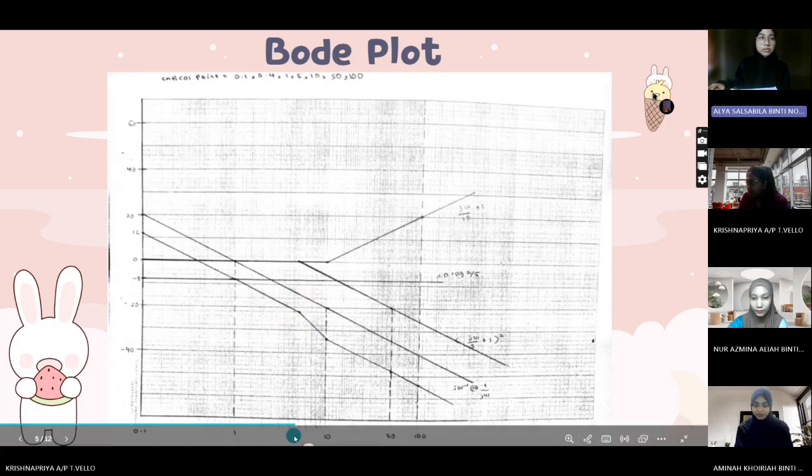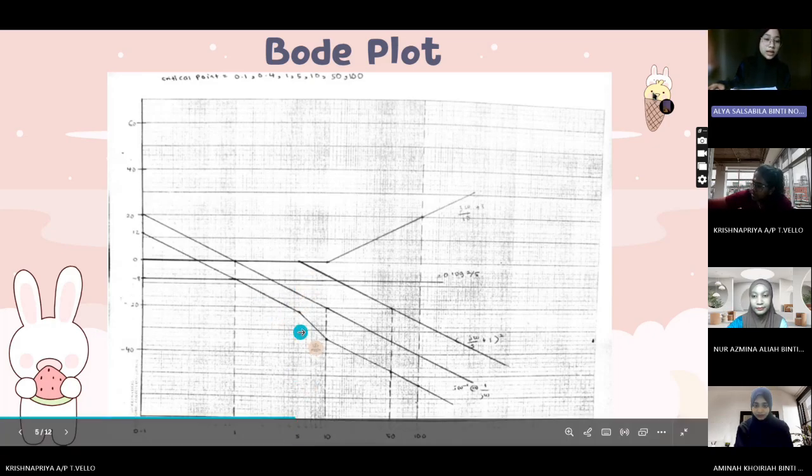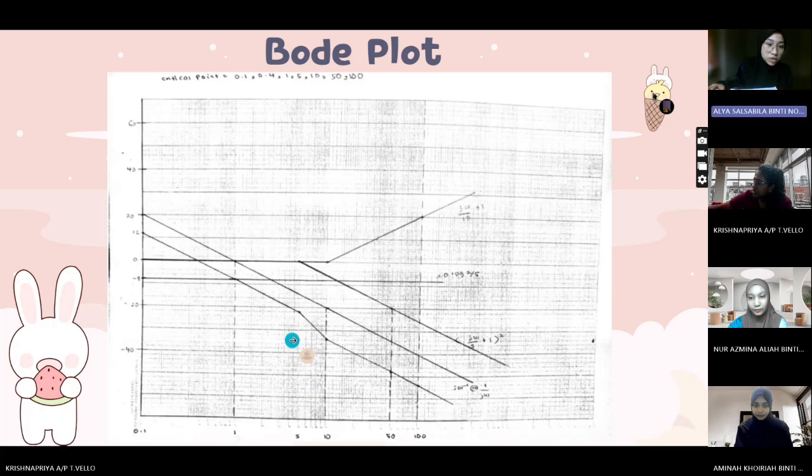So multiply these two numbers, subtract these two numbers, and we will get negative 22, which we're going to plot here, negative 22. Okay, then at 10 radian per second, we have 0 here, and then we have negative 6 here, and then we have negative 8 here, and multiply this number and we will get negative 34. So plot here, negative 34.